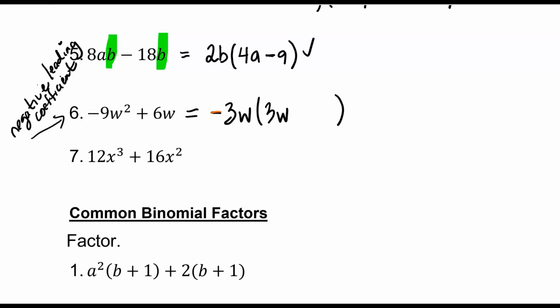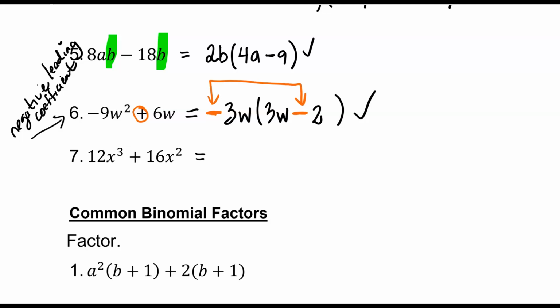But this is the tricky part, because we took out the negative here and this is a positive. We also need a minus here, so that when we multiply these two things together, we get the identical sign in the original polynomial. So negative 3w times 3w minus what? Well, that would have to be a 2. And again, I did this because the polynomial started with a negative leading coefficient. That's the first thing we saw in that polynomial.